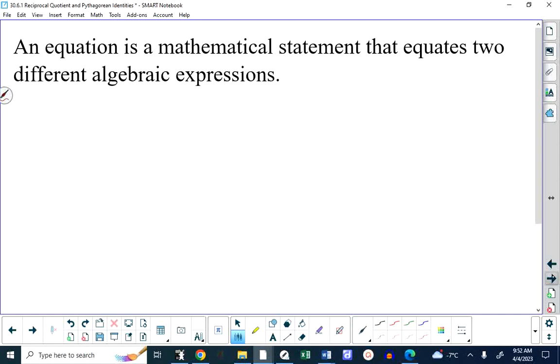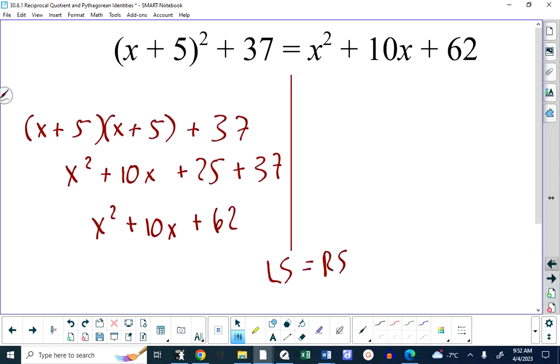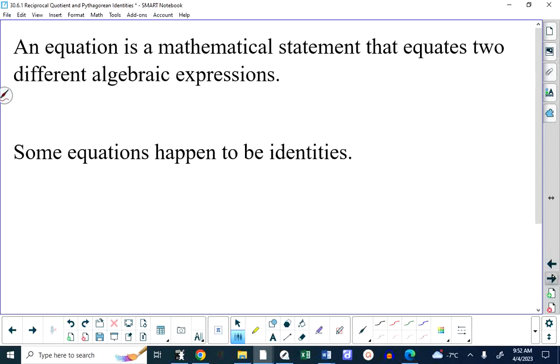An equation is a mathematical statement that equates algebraic expressions. So (x + 5) squared plus 37 is an algebraic expression. x squared plus 10x plus 62 is an algebraic expression. An equation equates them, makes them equal to each other.